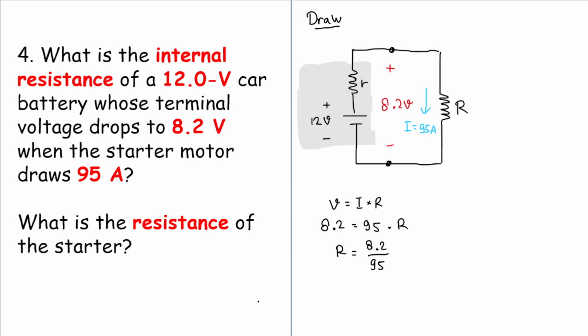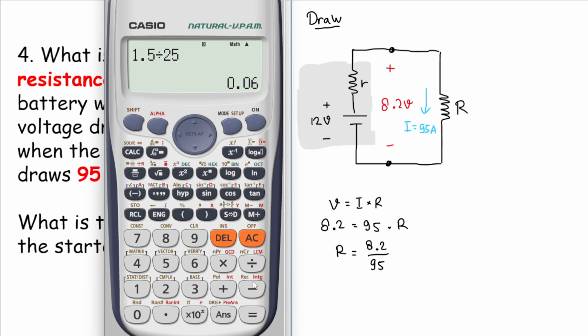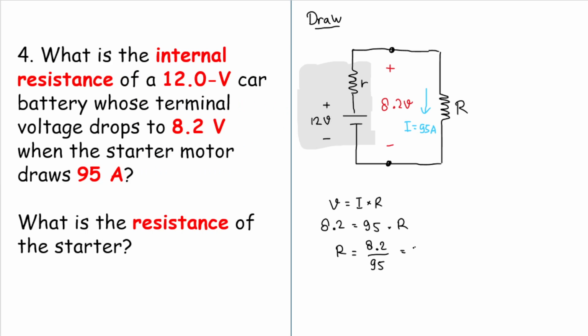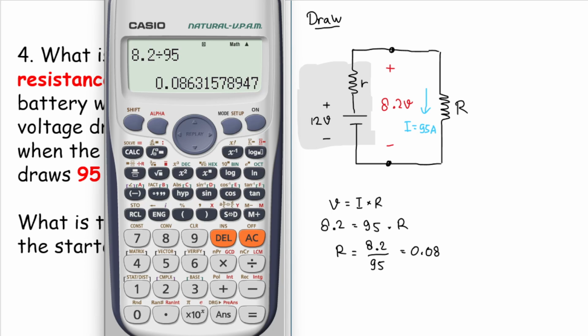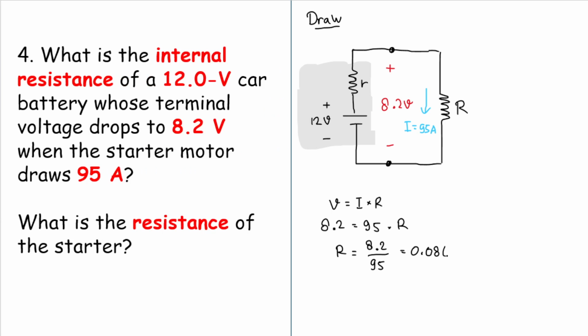Let's see here. We'll have 8.2 divided by 95, and we have 0.086. Yeah, 0.086, and the unit here will be ohm. Good.